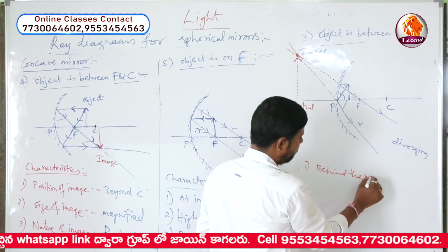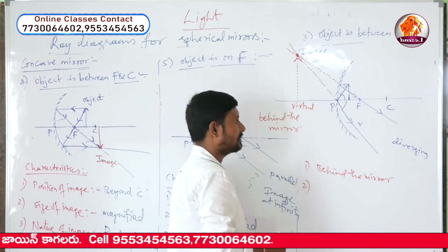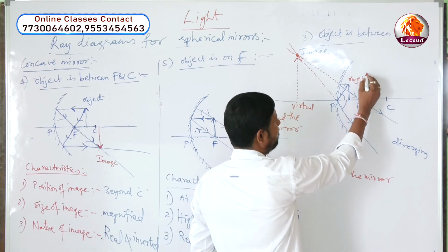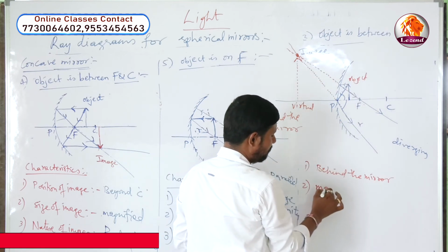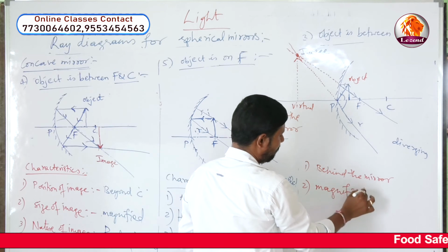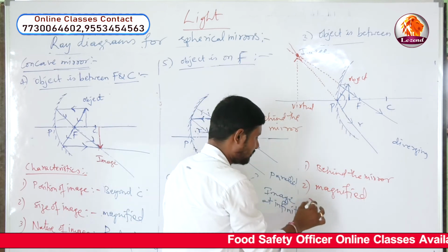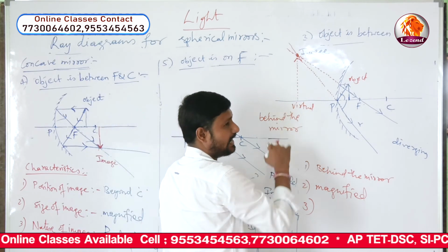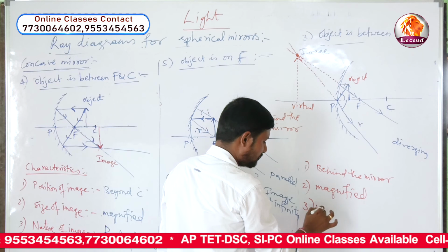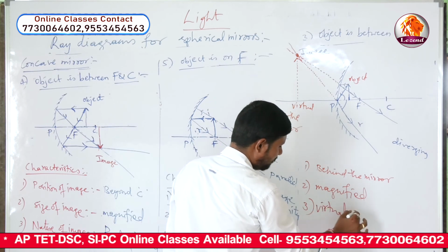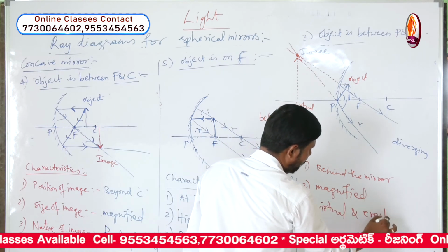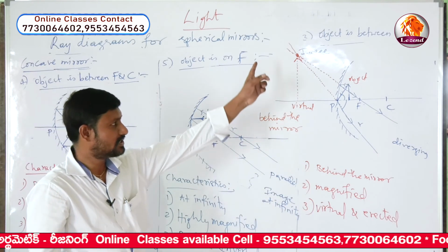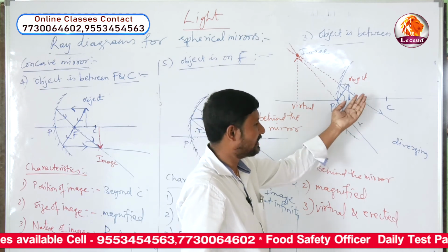Behind the mirror. Number two, the image is what now? Size: the size of the image compared to the object. The image is magnified, larger than the size of the object. Number three, its nature. The nature is virtual. We cannot catch it on a screen, but we can see it. A virtual image is always erect, upright. So these are the characteristics of the image formed by a concave mirror when the object is placed between P and F, or less than its focal length.